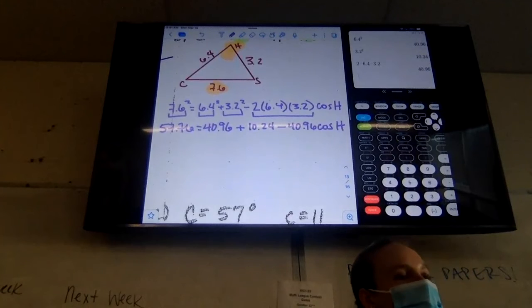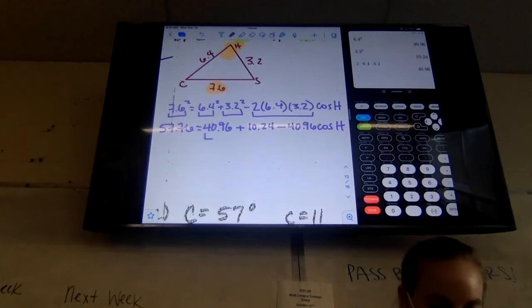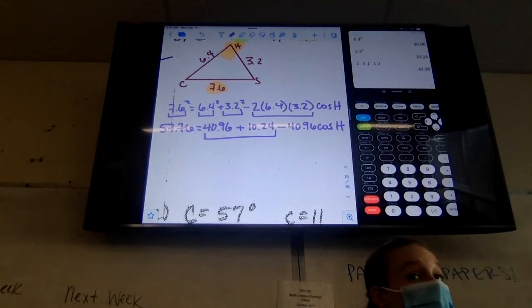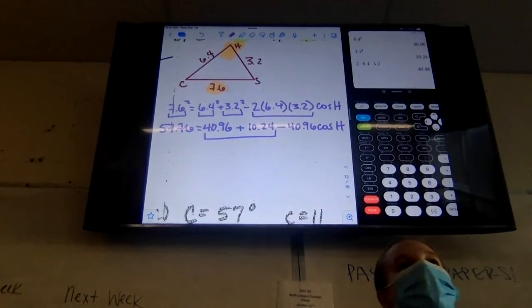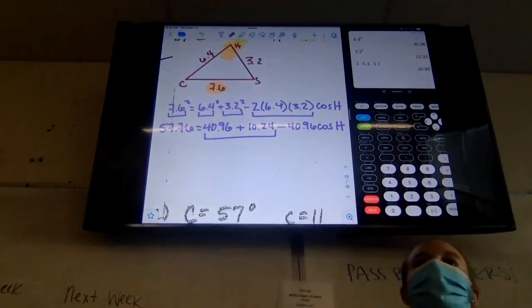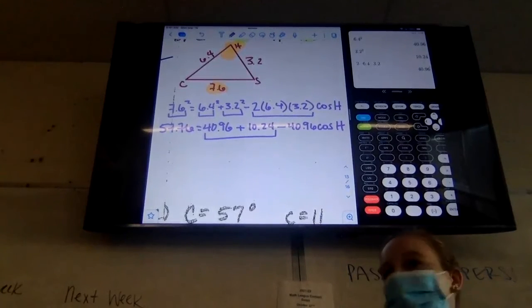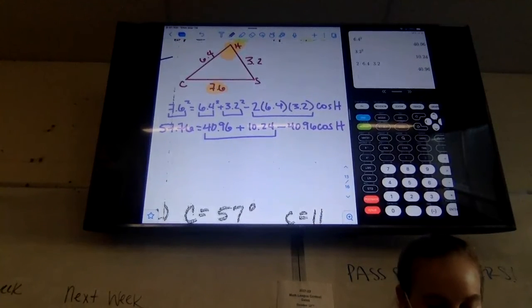All right, what can I combine? The 40.96 and the 10.24. Can I do that with the other 40.96? No. Why not? Because it's being multiplied by cosine h. Awesome. That is a huge mistake that we often make. We as the collective kids that have ever taken pre-cal, that is a common mistake that we make. You cannot combine it because it's attached to the cosine. So let's add these and then we're going to subtract them to the other side.